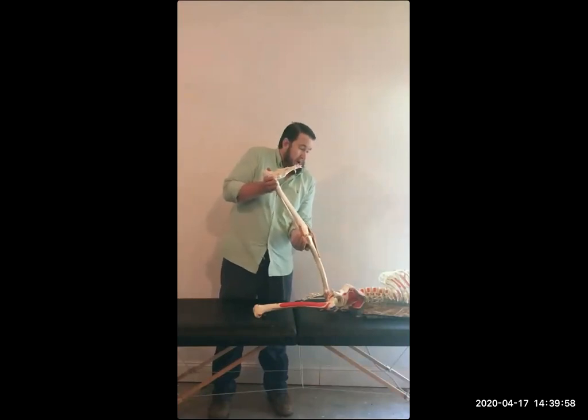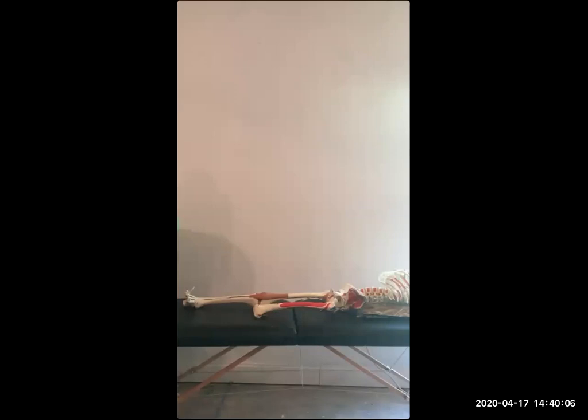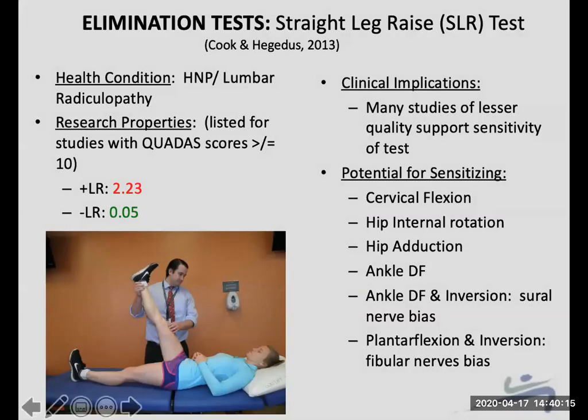If they do come on, that's our positive test. If they don't, negative. All right. And as you can see with this, we've got a nice low negative likelihood ratio, not so great with the positive likelihood ratio. So again, better for screening purposes than for confirming.